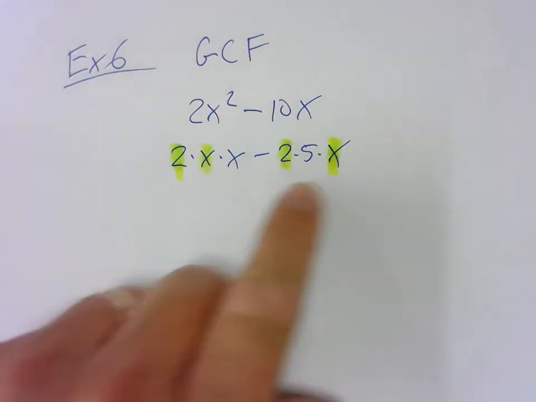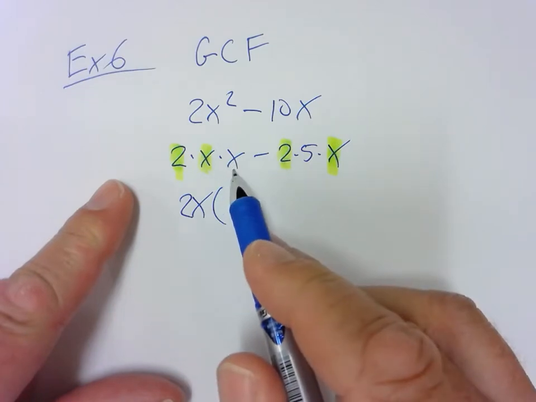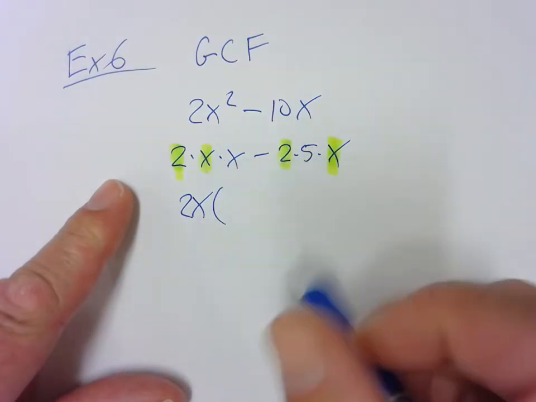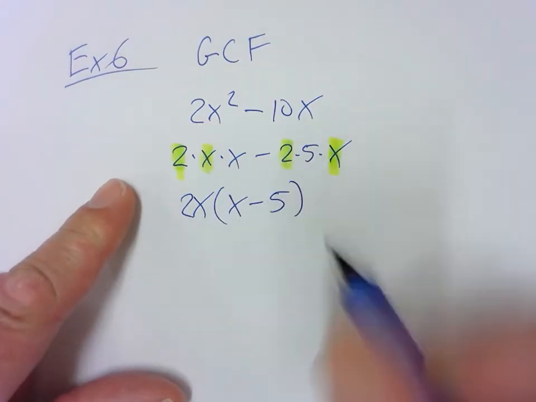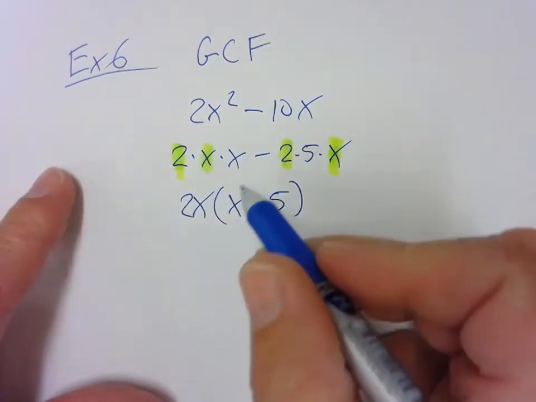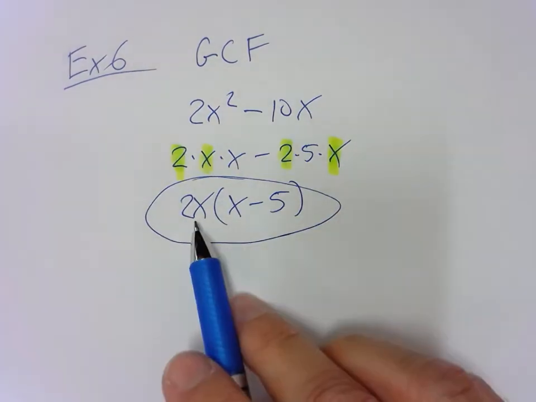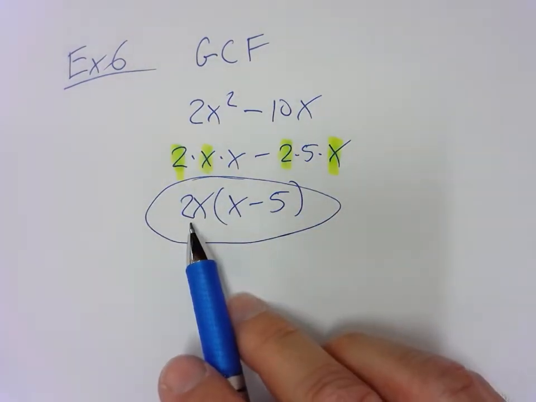So we pull the 2x out to the front, and then you can literally see what's left over, the things that I didn't highlight. So that's x minus 5. So 2x times x is 2x squared. 2x times 5 is the 10x. So I took out the greatest common factor here. Basically, I did the distributive property backwards.